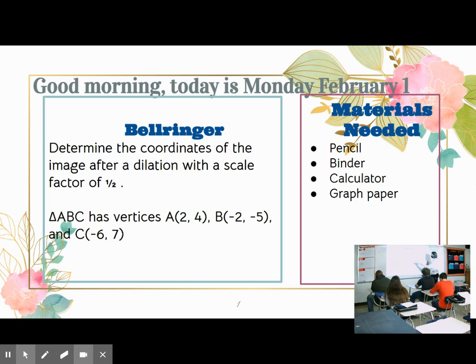I just timed all these by 1/2. Okay, and will you read the coordinates that you got so that way those joining us on Google Meet can hear you or know what they are? On A prime, I got 1 and 2. On B prime, I got -1 and -5 over 2. And C prime, I got -3 and 7 over 2.